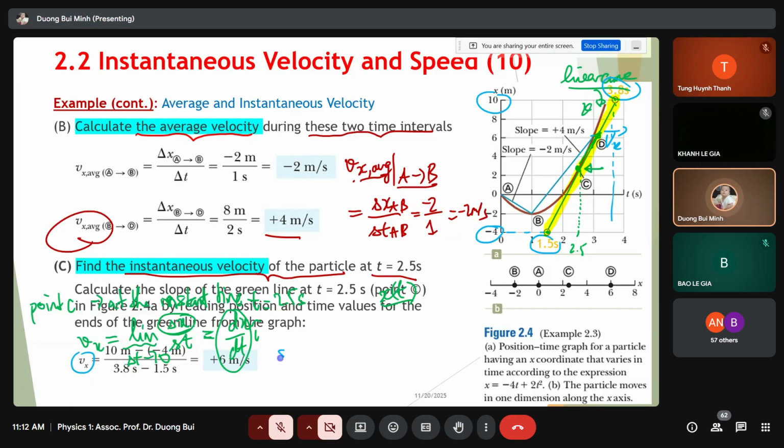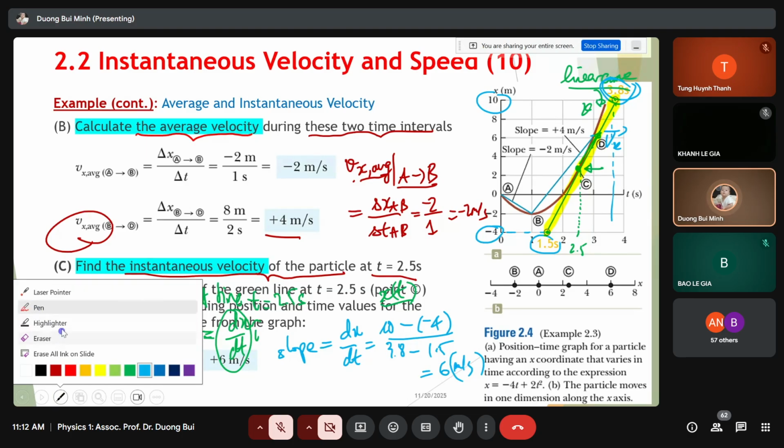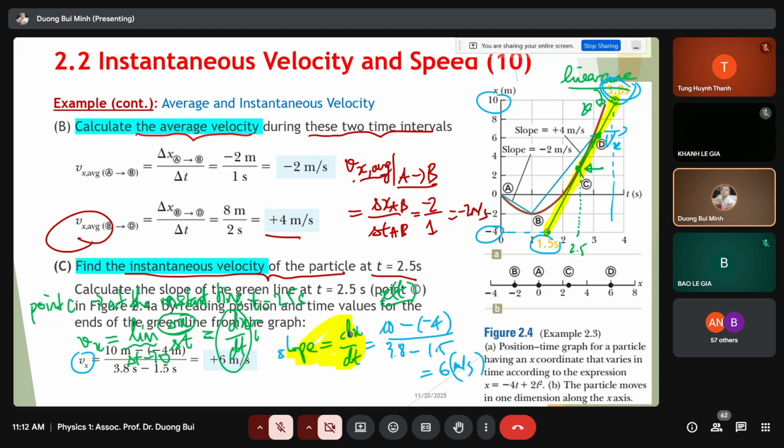So now the slope, dx over dt, equals, here you get x at 3.8 seconds, 10 minus 4, over 3.8 seconds minus 1.5 seconds, and then you can get 6 meters per second. So this is another way we calculate the instantaneous velocity. And we don't care about the function of x.